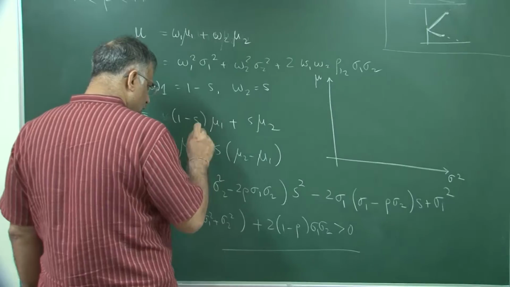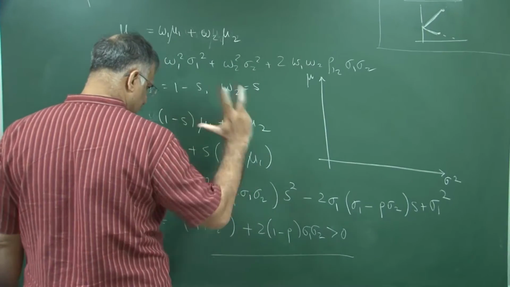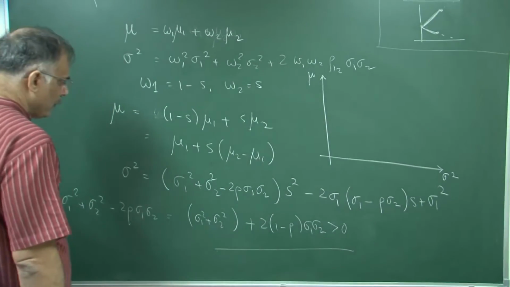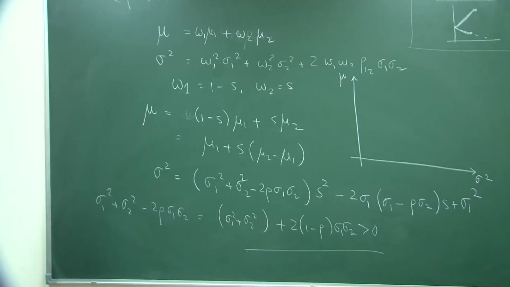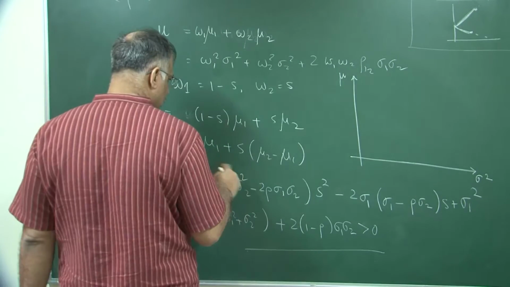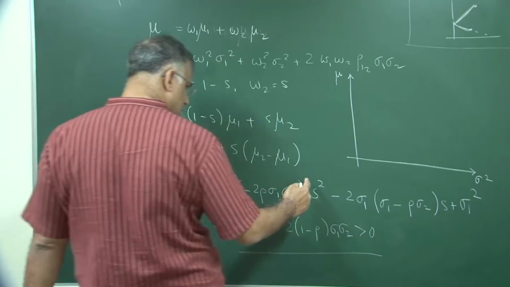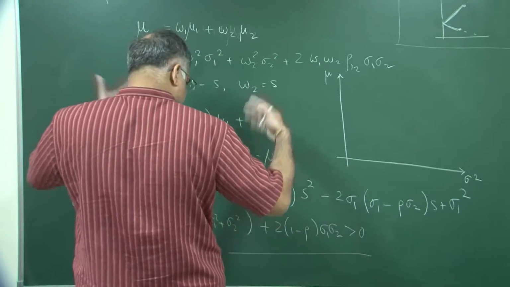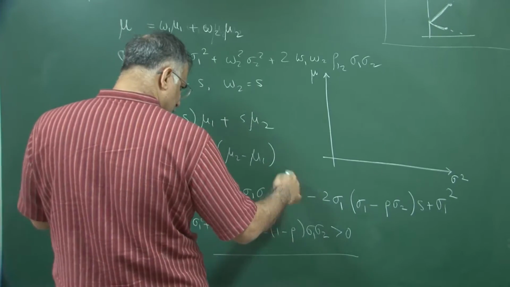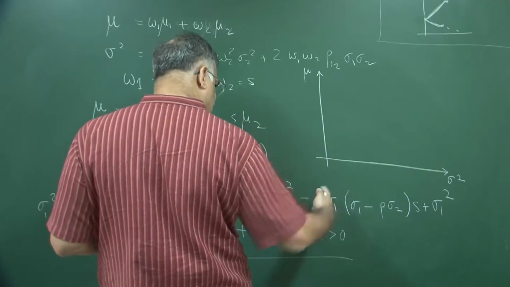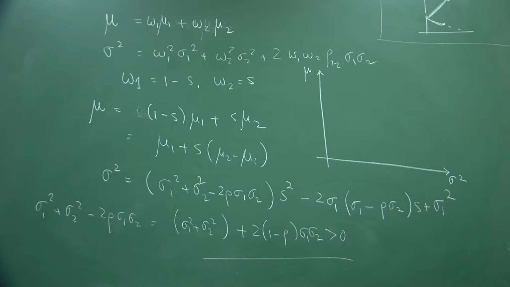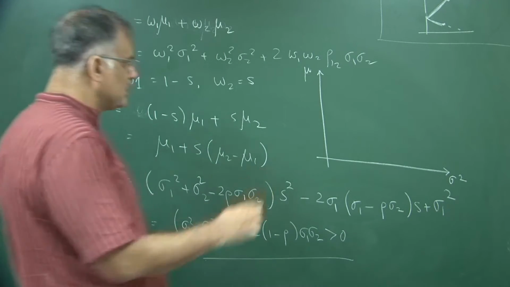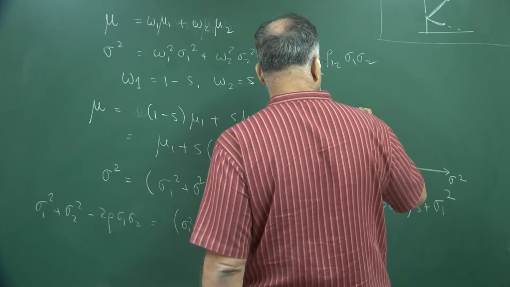So, when S is increasing, then mu is increasing. Mu increases as S increases. Here also, as S square increases, this will increase faster than these parts, sigma square keeps on increasing. So, as mu increases, sigma square would keep on increasing.